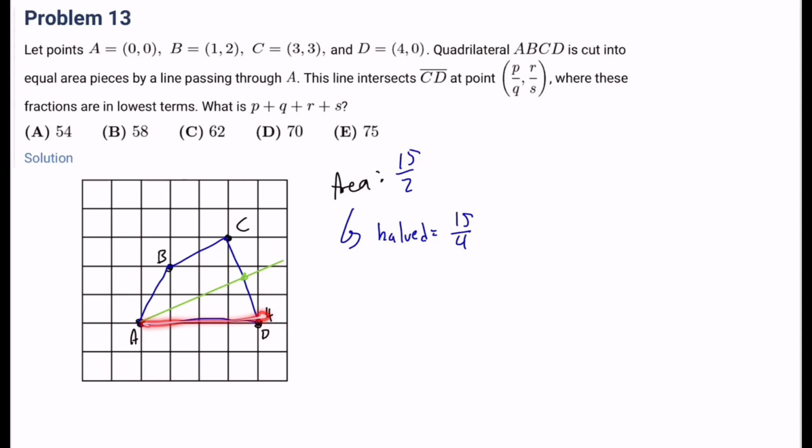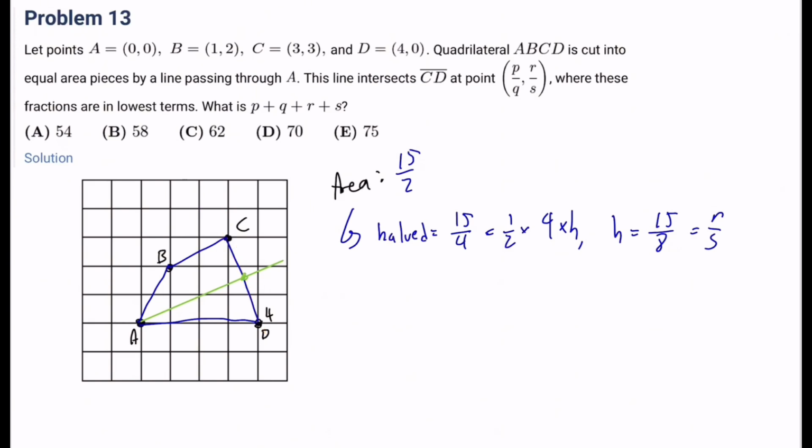And since the base is 4, that means the height must be, this is 1/2 times base, 4, times height. So the height is 15 over 8. So that gives us R over S. R over S is 15 over 8. And next we have to get this value. So to get that, we need this one and this one. And since we know just the y value of that, we just need this one.